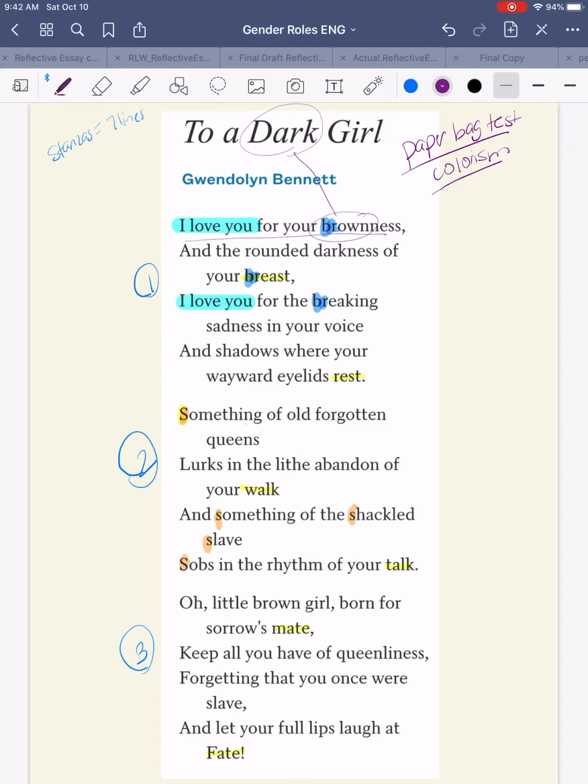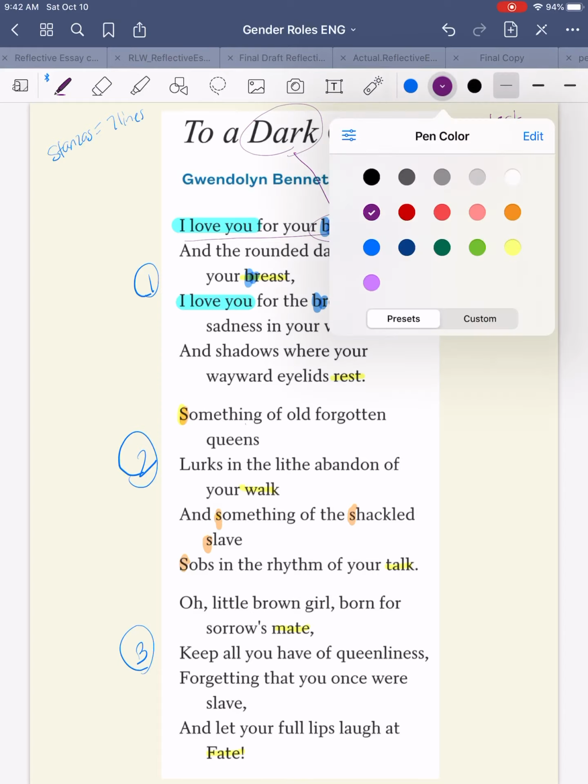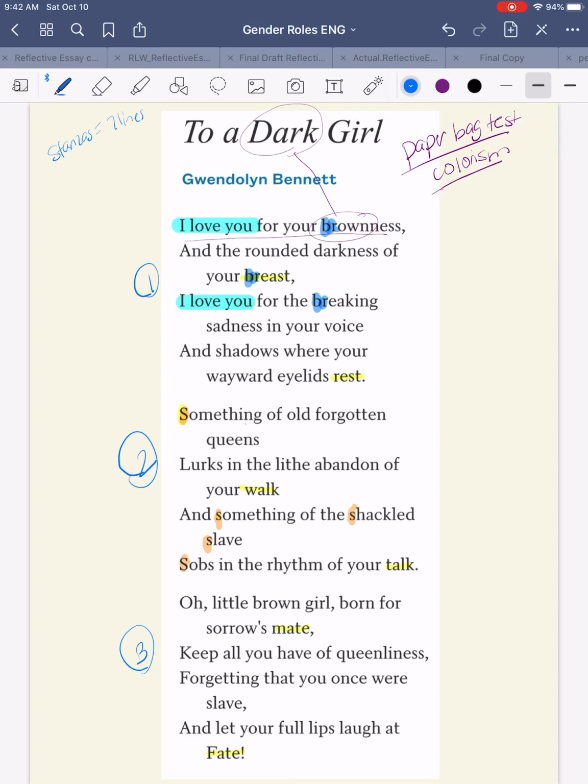So for the speaker of this poem to open boldly by declaring that the speaker loves something that society has trained and taught black people to hate, it is a response into that. It's a pushback into that. I also would say that this I love you for your brownness is a foreshadow or precursor of the Black is Beautiful mantra that was very prominent in the 1960s.